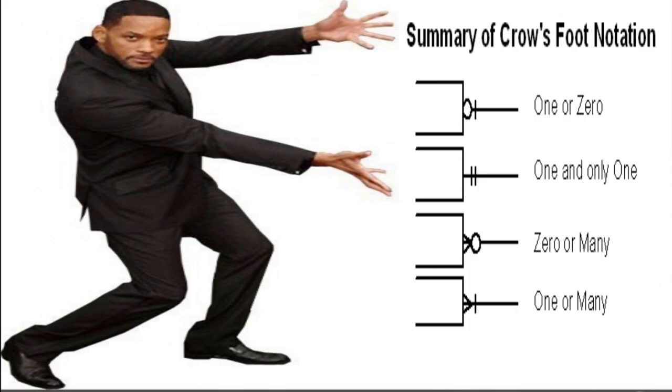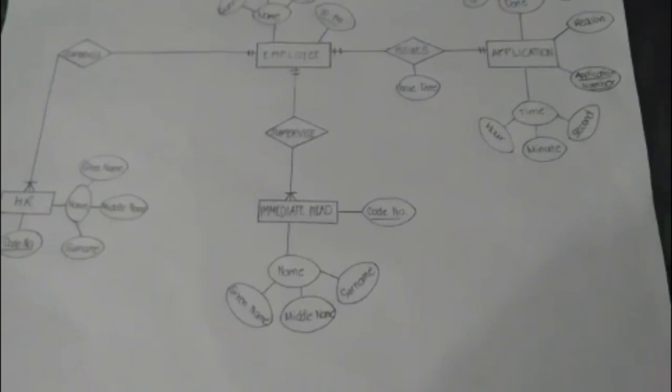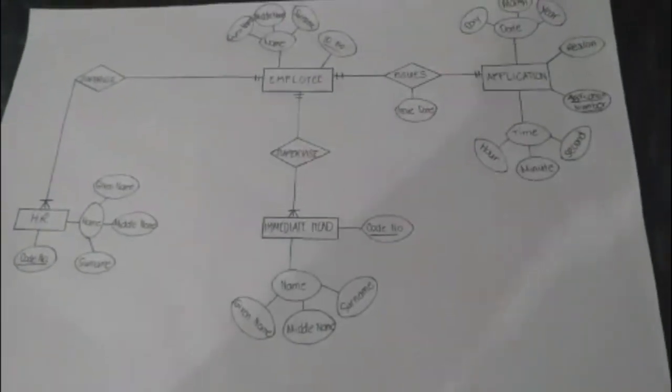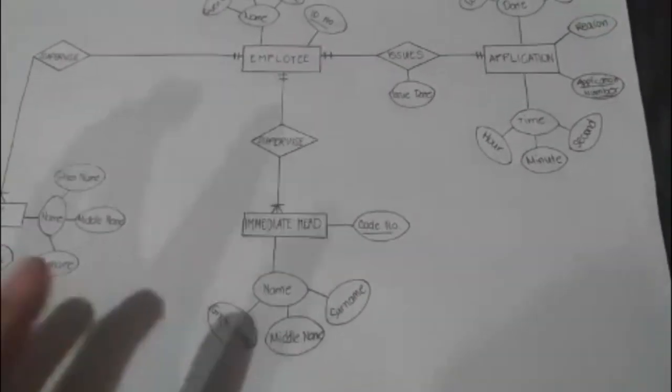The last part of this vlog is about the cardinality of my data model. So please pay attention to every detail for you to not skip any of my vlog tutorial. Please note that we are using the crow's foot notation in dealing with the cardinality. The last part of this vlog is determining the cardinality of our entities that further explains the relationship from one entity to another. Let's have first the employee.